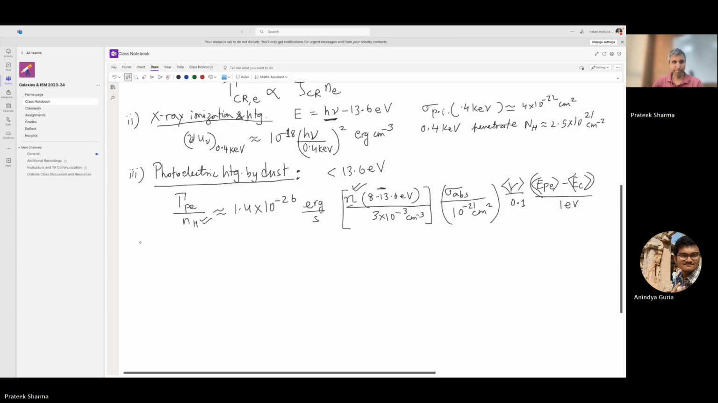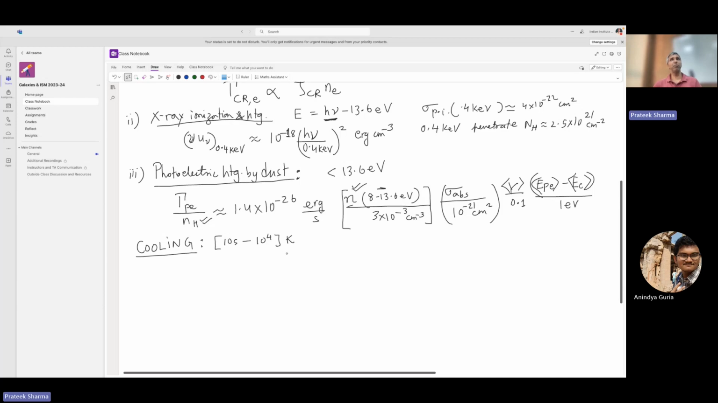What about cooling? We have actually done the same thing for HII regions as well. It's the balance between heating and cooling which determines the temperature of that medium. So what are the important cooling mechanisms for neutral ISM? We are talking about gas between tens to 10 to the 4 Kelvin. So what are the important cooling mechanisms?